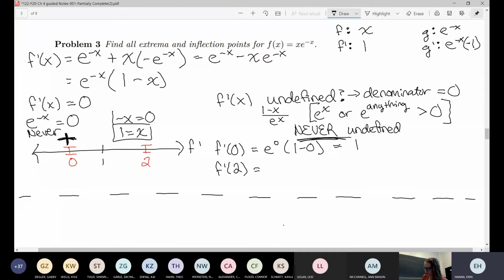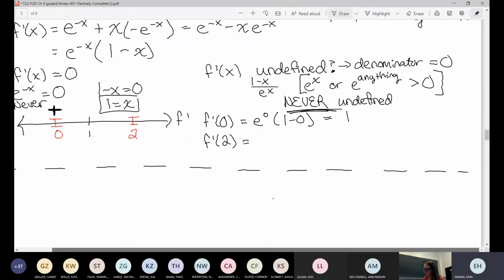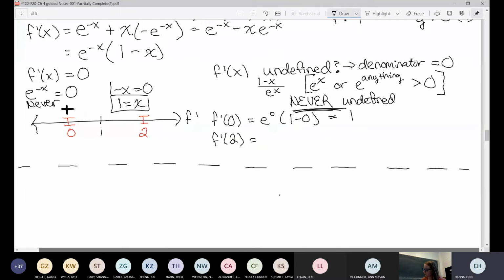So I'm going to go back to my number line and put a plus sign above my 0. And then if I plug in 2, we'll get e to the negative second times 1 minus 2. So this would essentially be a positive number times a negative number.